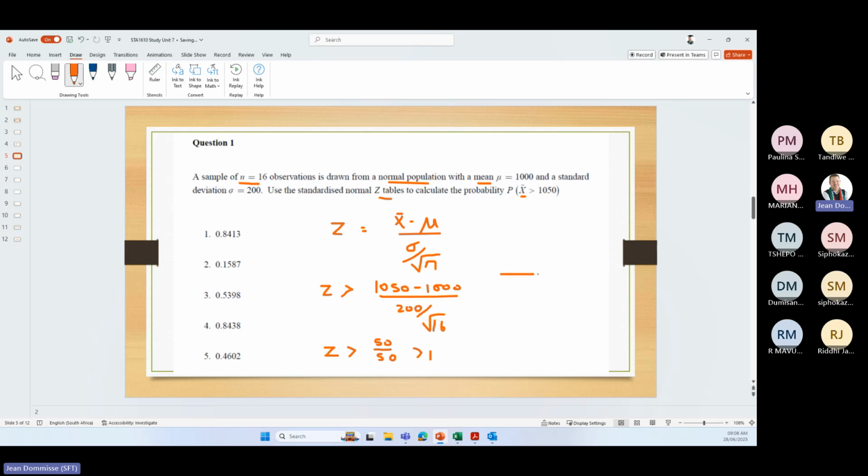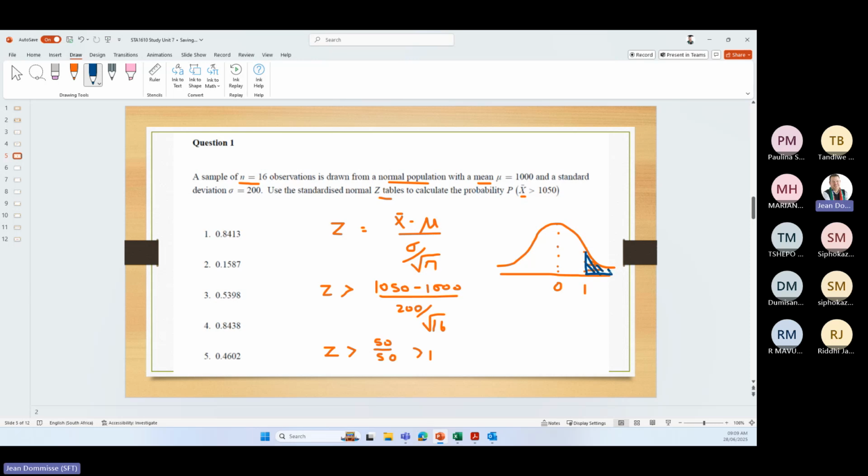Okay, so then go to the usual way of looking at it. That's a Z0, Z1 bigger than 1. So we're looking for this area. So let's just make it another color. So we're looking for the blue area.